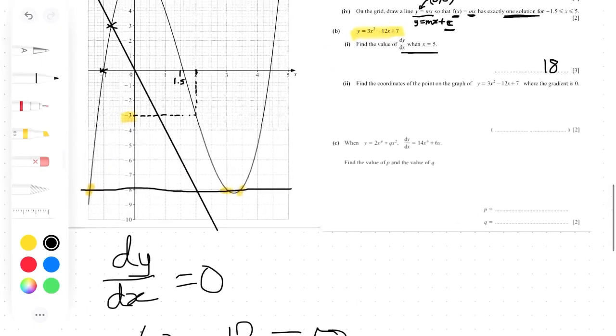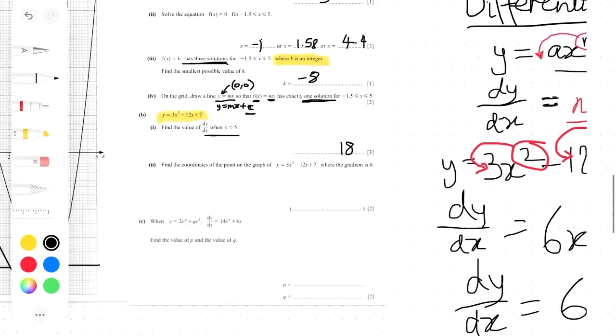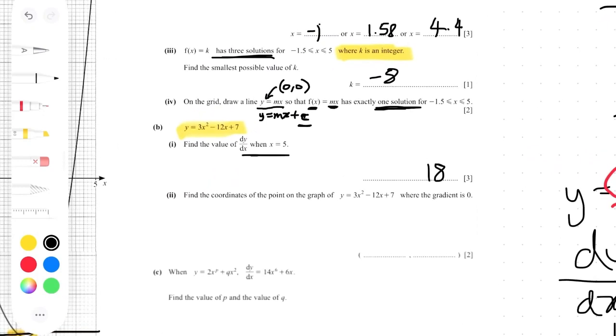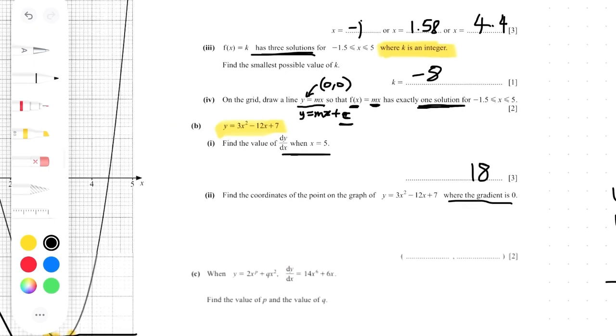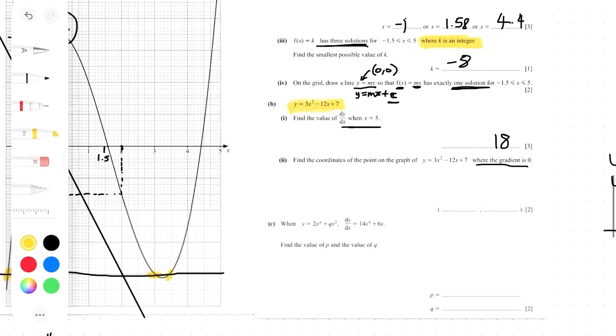Now for the second part of the question, it says find the coordinates of the point on the graph where the gradient is 0. So an important thing to know is that dy by dx is an alternate representation of the gradient function. So when it says the gradient is 0, it's basically saying find the point where dy by dx is equal to 0. So we write that down, dy by dx equals 0 here. And now we can just solve.